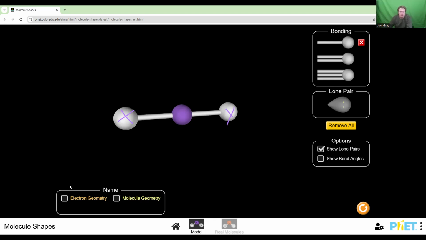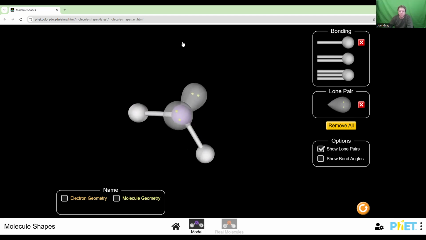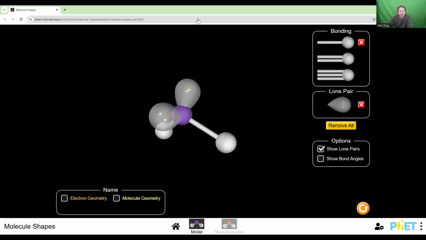Now let's take this same molecule and modify it ever so slightly. What I'd like to do is add two lone pairs of electrons. So essentially, I'm making this similar to water. There's one lone pair of electrons. There's another lone pair of electrons. Okay, I'm going to rotate this. What do you notice about those lone pairs of electrons?